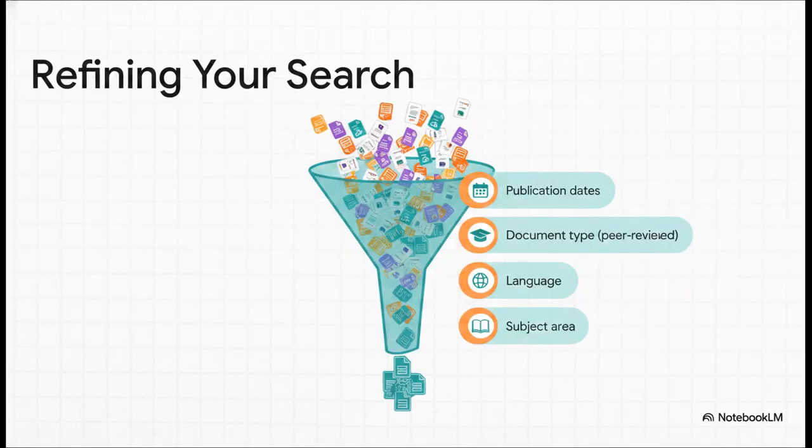Step 4 is where you really take the driver's seat. Every database has filters on the side of the page, and these are your best friends. You can filter by publication date to get the newest research, select specific subject areas, or even choose the type of document you want. And here's a pro tip. Always look for a peer-reviewed filter. That's how you make sure you're getting top-quality, credible sources.